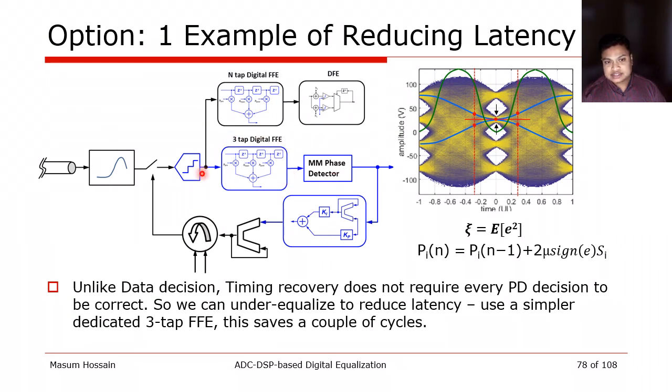Which means I can simplify the equalization to a much smaller number of taps to get rid of some of the cycle delays, such that the timing recovery can fit within the target, whereas the data recovery can use its full-blown equalization, with many FFE taps and DFE, such that the decision can be detected with the highest precision. In addition to that, this MMPD can actually minimize the dithering around the lock point, which also helps the adaptation.